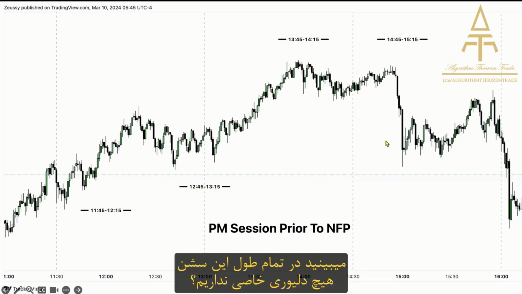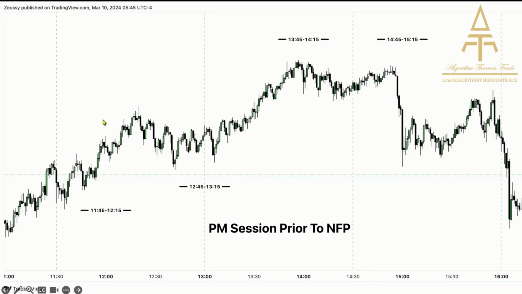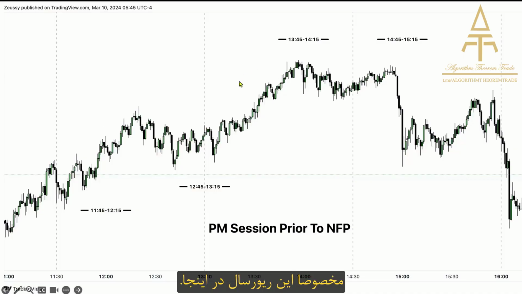Are you noticing how there aren't any real expansion legs during this whole delivery, during this whole PM session? Meaning that there is a lot of back and forth in which the order flow itself is not pretty and it's not nice delivery at all, especially this reversal right here.